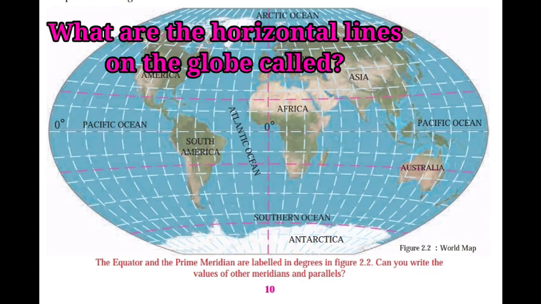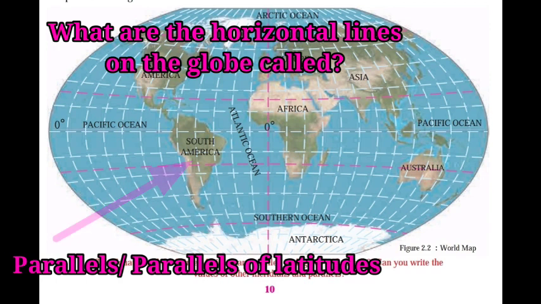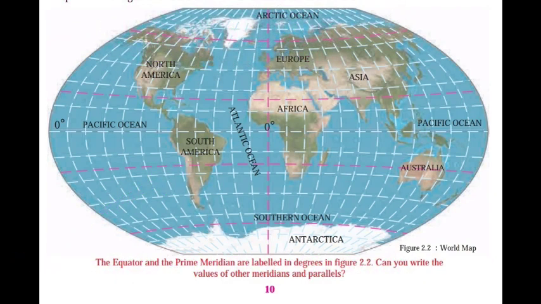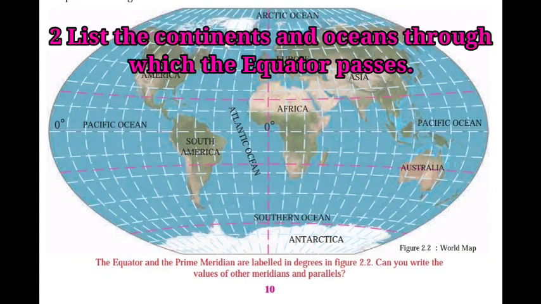So what is the answer to this question? We learned in the last lesson that the horizontal lines on the globe are called parallels of latitude. There are 181 parallels of latitude on the earth, and these parallels are very important for determining the locations of places on the earth.